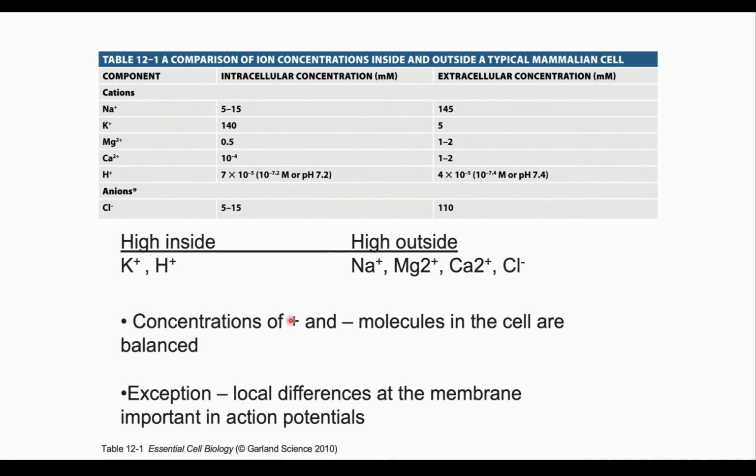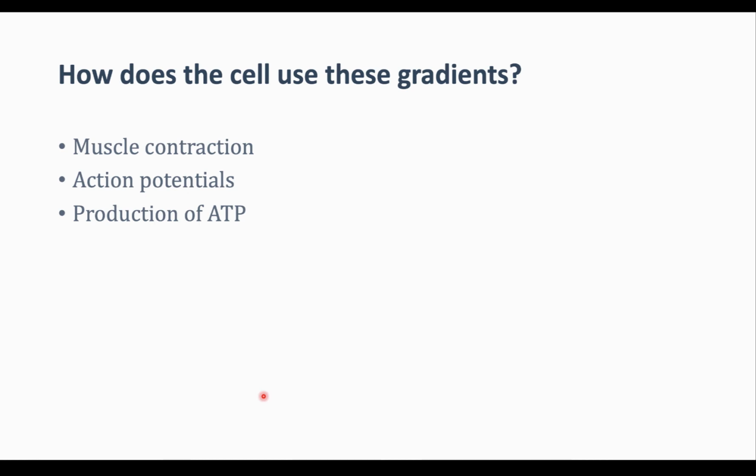Overall, though, if we're looking at a cell, the concentrations of positive and negatively charged molecules in the cell are balanced, except for local differences at the cell membrane, which is going to become important in action potentials. So these gradients that I just showed you, for example, the large differences in the amount of sodium or potassium in the cell, and there's large differences in calcium, which is much more abundant outside of the cell than inside the cell. Muscle contraction relies upon a release of calcium. Action potentials, so that is the electrical signal that travels down our neurons, and the production of ATP.